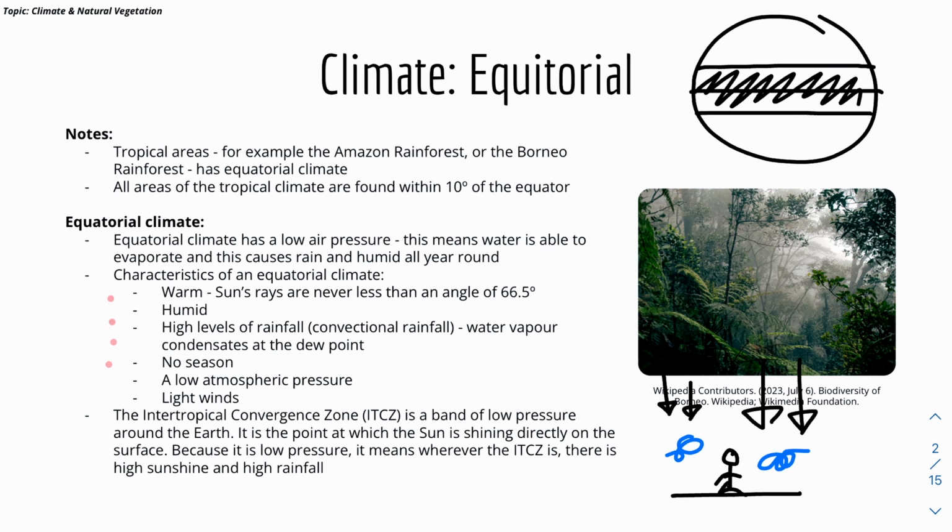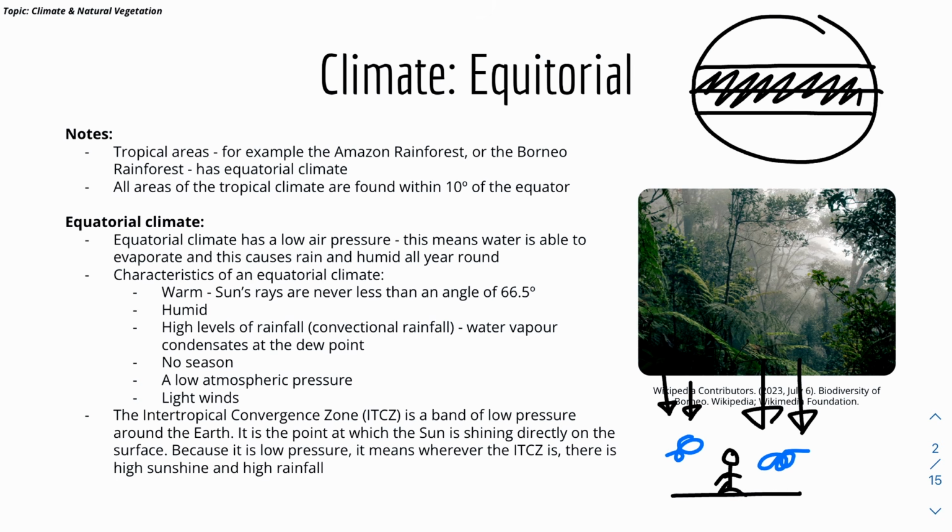And here are the characteristics of an equatorial climate. For example, it's warm and humid, and there are high levels of rainfall due to convectional rainfall, and the water vapor is able to condense at the dew point. There's no season in the equatorial climate, and there's low atmospheric pressure, as mentioned, the low air pressure, and there are light winds.